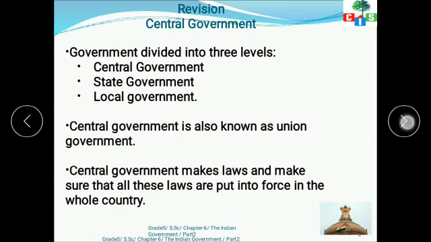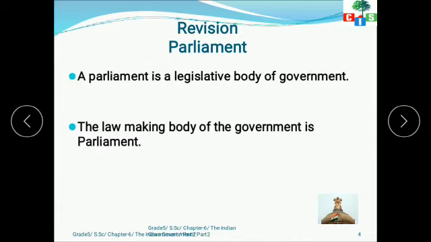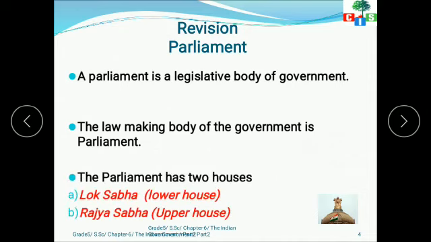Now, after that we discussed the parliament. As you know, the parliament has two houses. So what about the parliament? A parliament is the supreme legislative body of government. What is legislative? They have the power to make laws. Now the law making body of the government is parliament, and the parliament has two houses. One is Lok Sabha, which is known as the lower house, and the Rajya Sabha, which is known as the upper house.